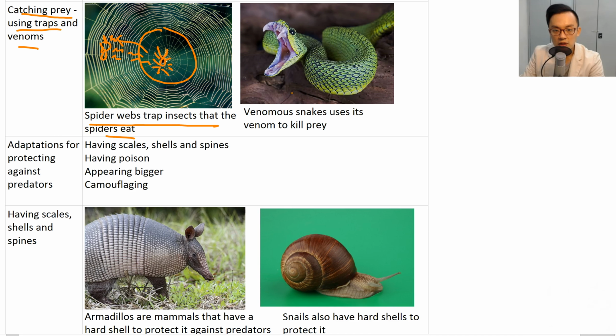The other situation is when venomous snakes use their venom to kill prey. This snake has venom, and they will bite the animal or the prey, and it will kill them using the venom.